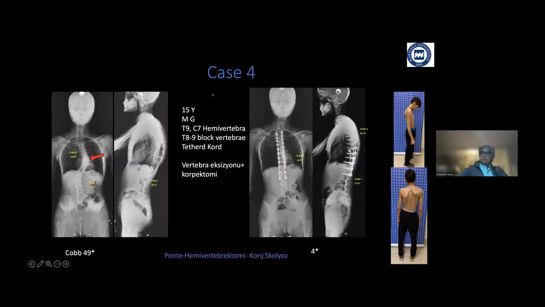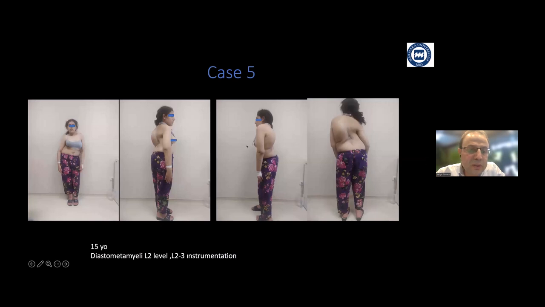And this is another case. This case has a hemivertebra with fusion at the upper level. This is segmented, unsegmented hemivertebra. These patients come to us. This is 15 years old. Again, he came to us with shoulder imbalance and body shape disorders. And this patient is 15 years old. She had a diastematomyelia surgery. And she came to us with again shoulder imbalance, body imbalance and kyphosis.